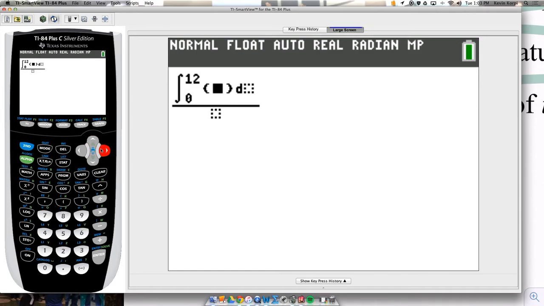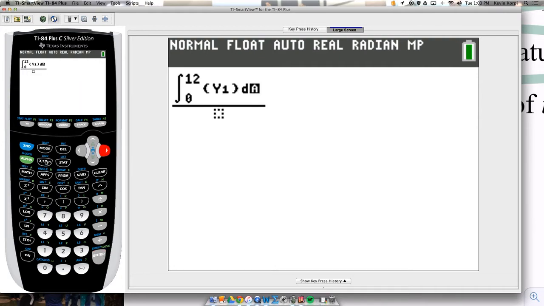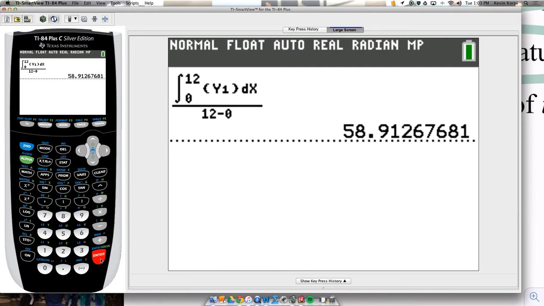And we need to recall what we typed into Y1. So you can get there quickly by alpha trace. And there's your shortcuts to your y's. And then, of course, with respect to x. Now, on the bottom, of course, 12 minus 0 is 12. So you could just put 12. But in general, you might have some pretty ugly numbers there. So you can type it in if you're not sure. Or if you're doing the slanted division bar, make sure you put them in parentheses. Parentheses 12 minus 0. And there you go. There's the integral over the width. One setup, one type it in, hit enter, you're done.